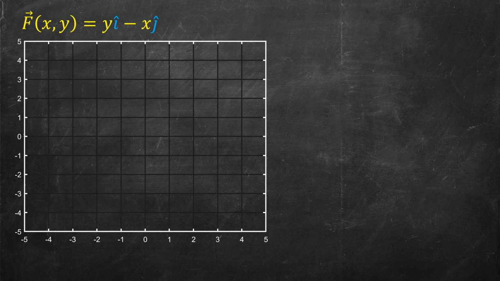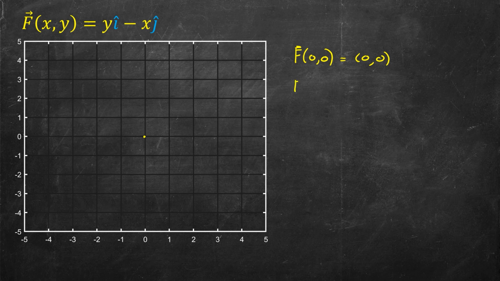Now what I want to do is actually draw by hand a particular vector field. I'm going to draw the vector field y in the i hat and minus x in the j hat. And so what I'm going to do is just plug in various values of x and y and see what vectors I get. So for instance, if I take the vector field and I plot it at the point 0, 0, then I'm just going to get the vector 0, 0 out. And so I can represent that by just putting a little dot right at the origin, at the location 0, 0.